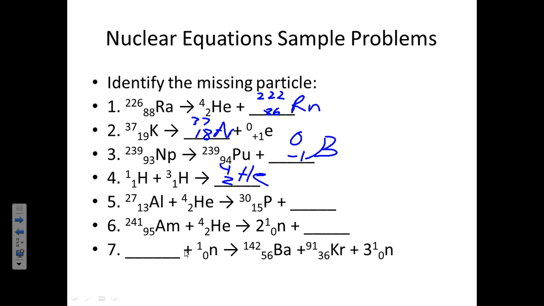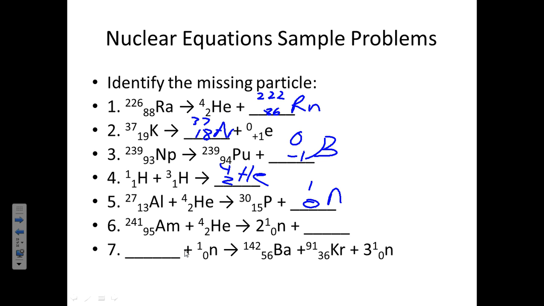Here's another one. This time we've got aluminum-27 reacting with an alpha particle. So we just need to add up the numbers. These add up to be 15. There's 15. This has to be 0. These add up to be 31. That's 30. What's that? It's a neutron. So those two fuse together and then shoot out a neutron.